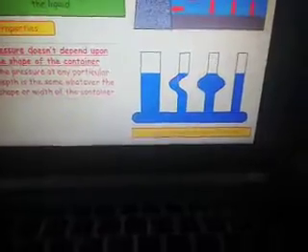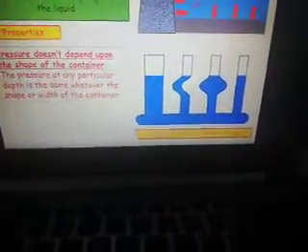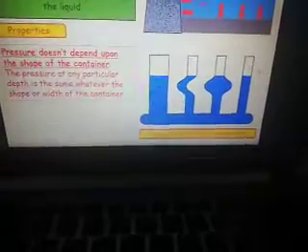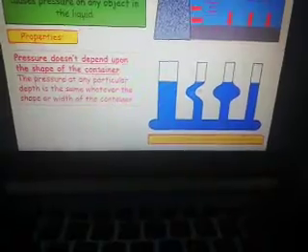Let's see the example here. We have different shapes of container, but they all have the same level of liquid and the same level of pressure, because pressure doesn't depend upon the shape of the container.